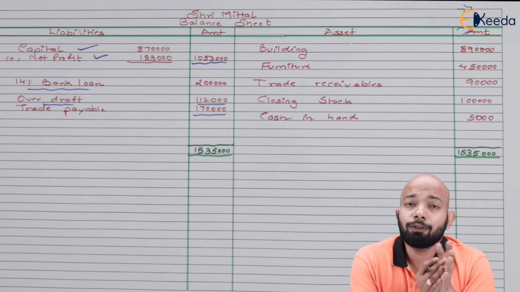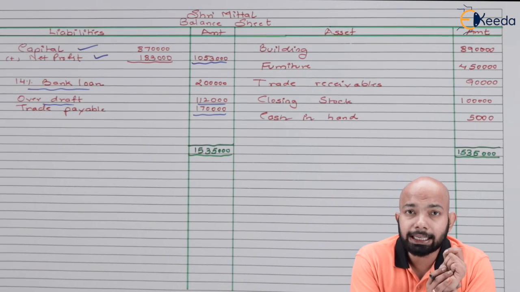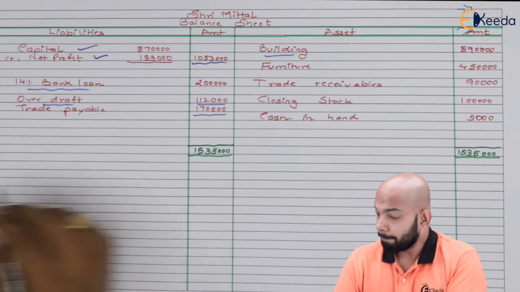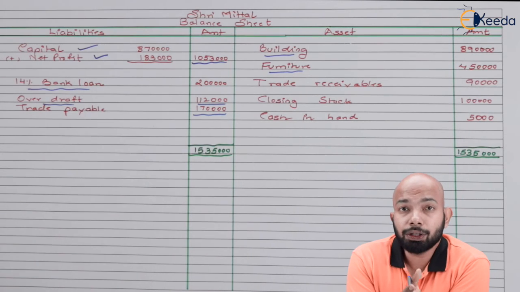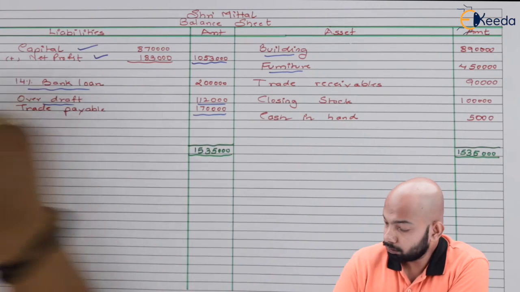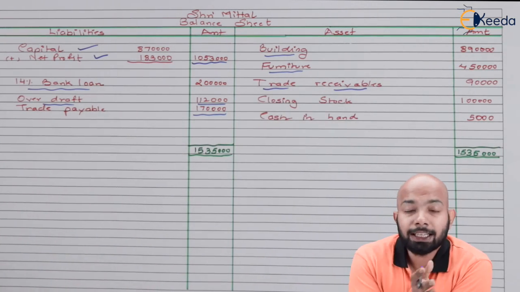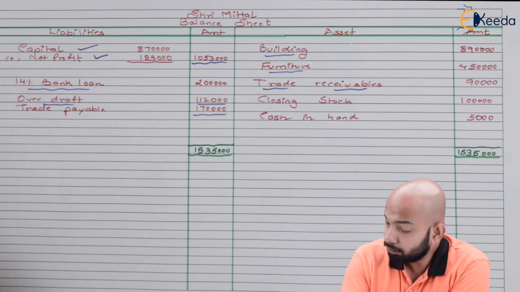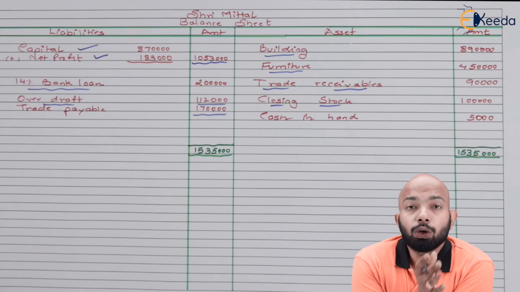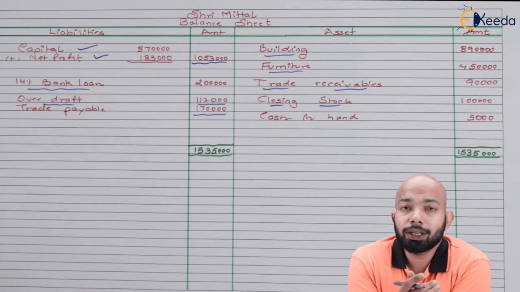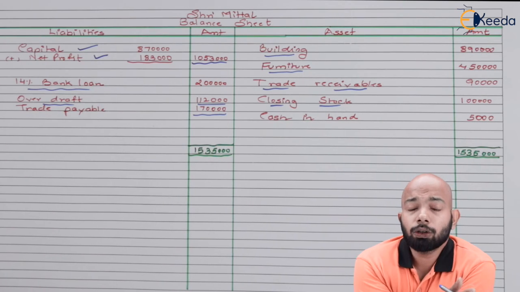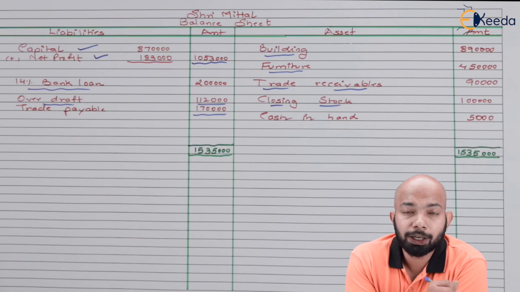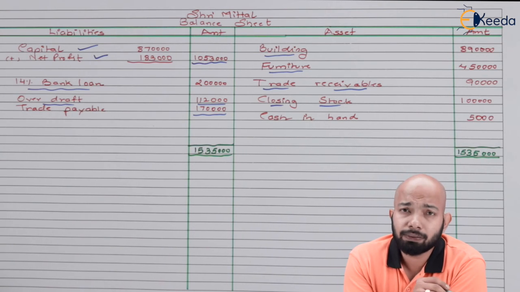Similar to this, we have on the asset side mentioned as building, which is 8,90,000 again. Next is furniture, which is 4,50,000. Next part will be trade receivables, again 90,000, which has been mentioned. Now, closing stock, if you see, has been mentioned in the adjustment side, which is also a part of trading account, which is also a part of balance sheet as well. 1 lakh has been mentioned. And the last item is cash in hand, which is 5,000.